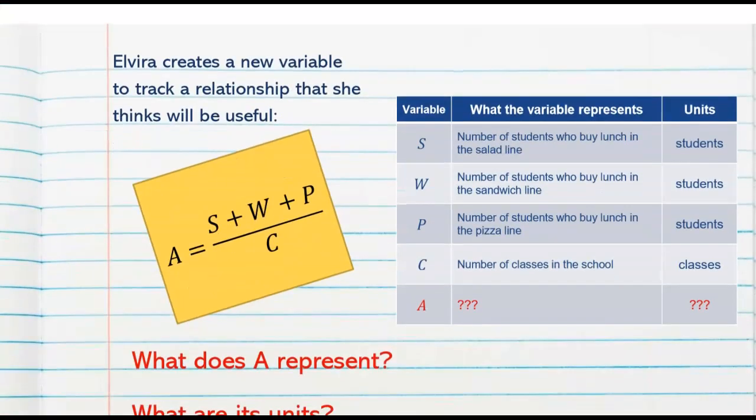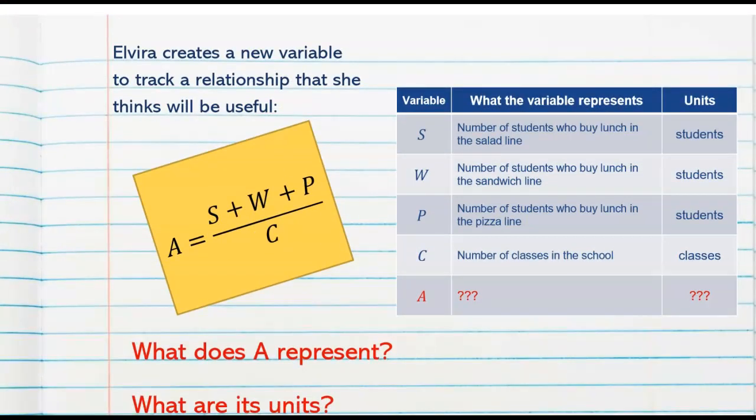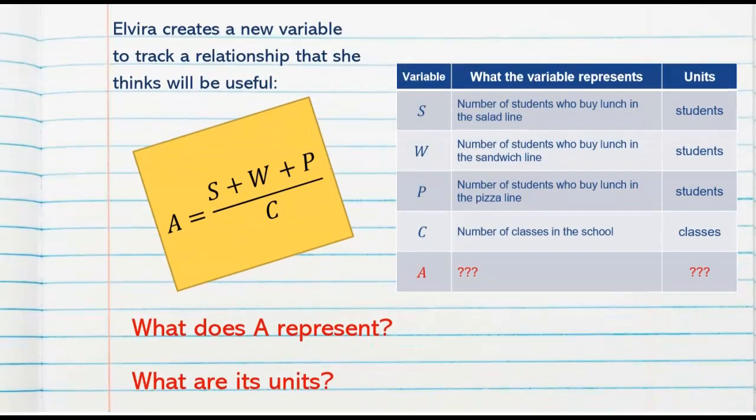So now that we have those units filled in, Elvira creates a new variable to track a relationship that she thinks will be useful. So you can see that variable here, A equals S plus W plus P over C. And remember, these are the variables that are used here. And we want to know, what does A represent? What is this useful thing that we think Elvira wants to measure? How can we figure that out?